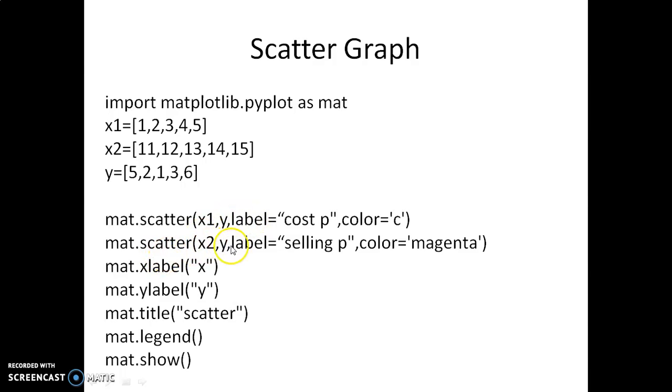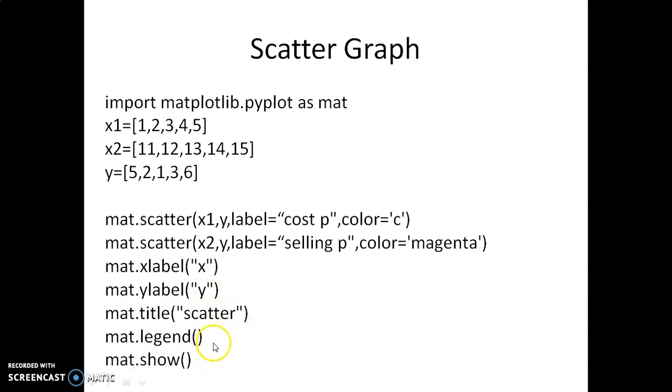Then for the selling price I am writing mat.scatter x2, which represents the value of x2, that is my selling price according to this program. The label is selling price and the color is magenta here. Along the x label I want to represent x, and along the y label I want to represent y. The title name is scatter.